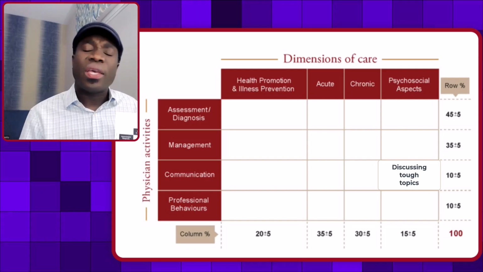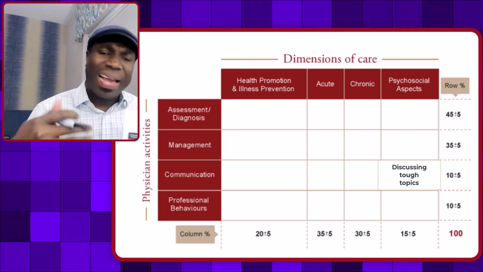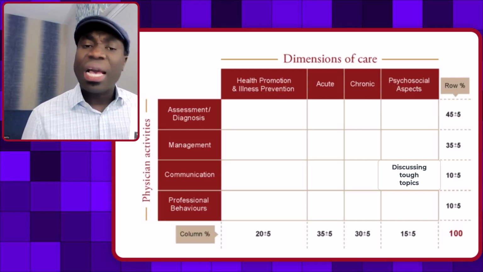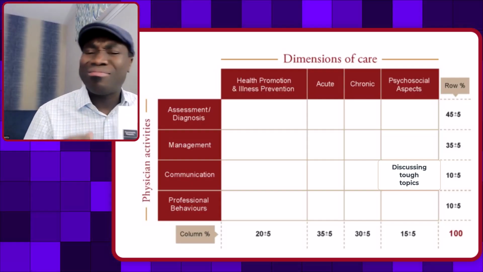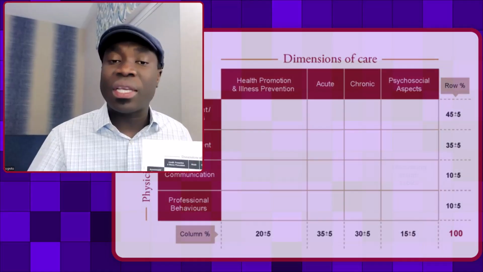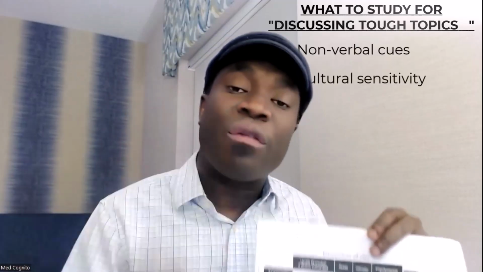This is where you have to learn disclosure of diagnosis. Somebody has a cancer diagnosis, somebody has an HIV diagnosis. How do you disclose it? As well as suicide risk conversations. How are you going to have a conversation about suicide risk? So what are they going to study? Non-verbal cues, as well as cultural sensitivity in tough topics.